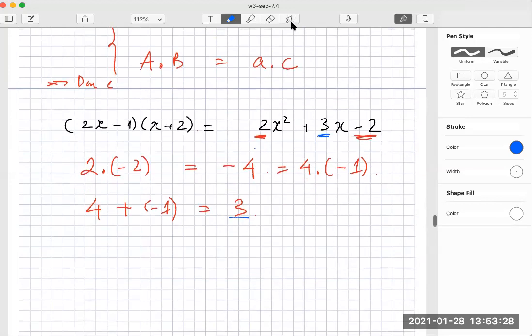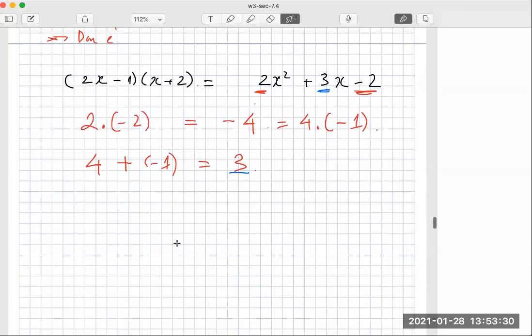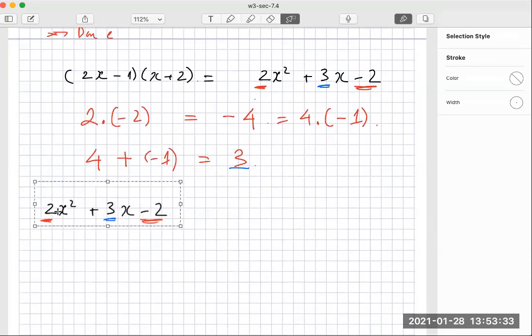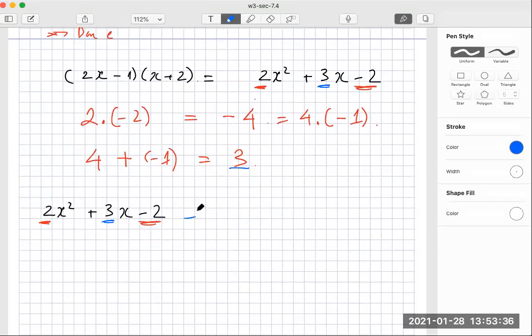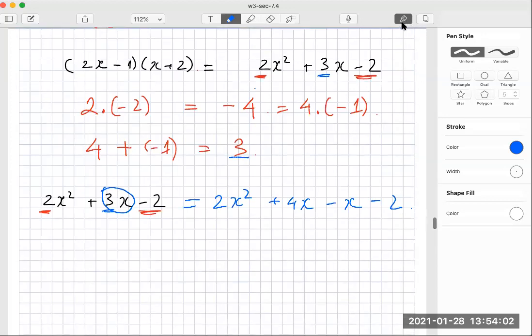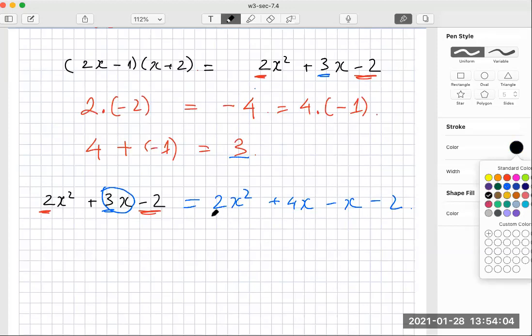Therefore, from this, we know that we should write this 3x term as 4x minus x, right? You agree? The reason we decompose it into 2 terms is this, the trick here. Then, what should we do? We factor, right?